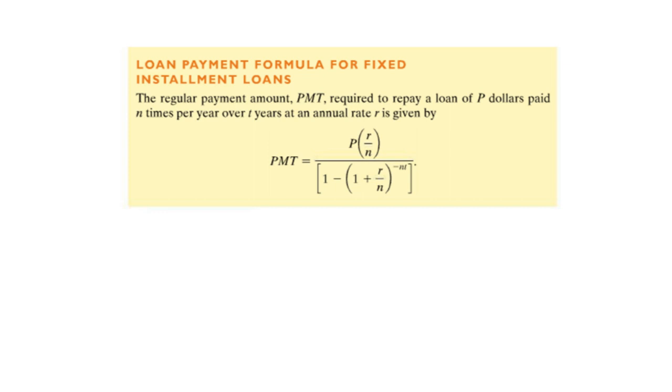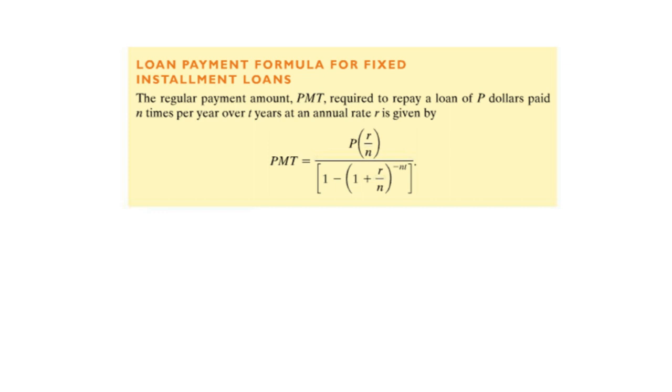So notice the title on here says Loan Payment Formula for Fixed Installment Loans. So this is a regular payment amount, and it says required to repay a loan. P is the amount of dollars that you borrowed. N is the number of compoundings per year. T is years, and the annual interest rate is R.